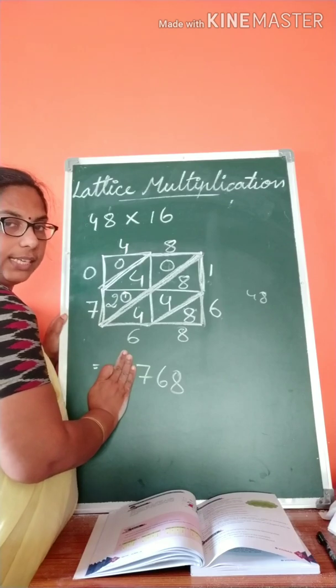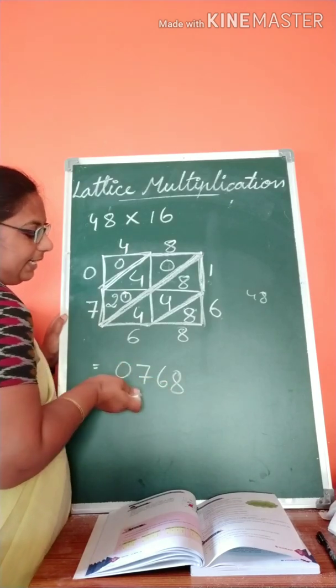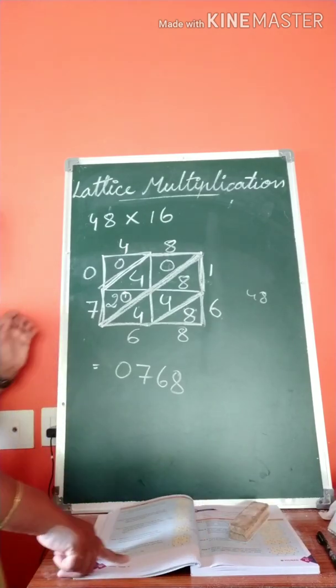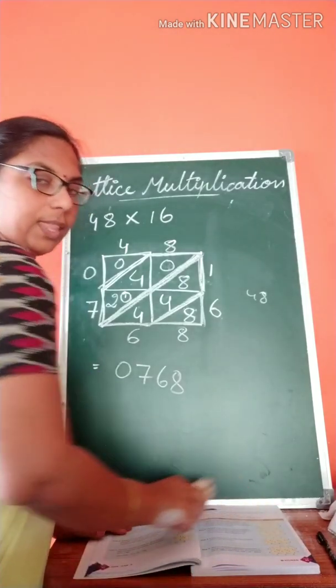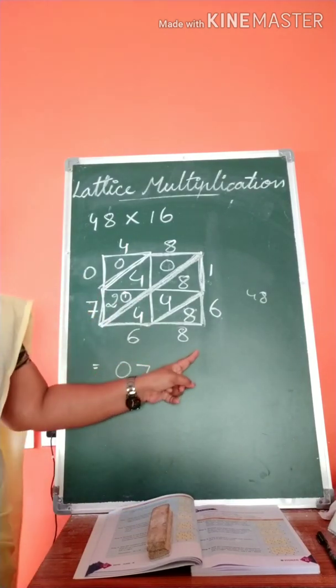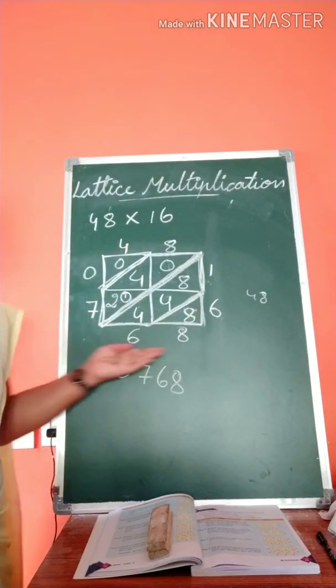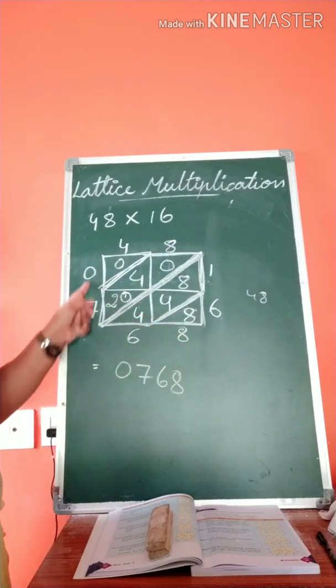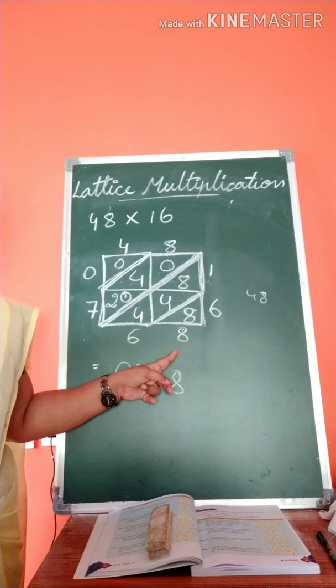As on this side 0 doesn't have any value, we can write it as 7 6 8. 768. This is how we do a lattice multiplication. Okay children, the answer should be written like this, in the form of an L, not on the opposite side. Okay, in the form of an L you have to write the answer. This is how we do the lattice multiplication.